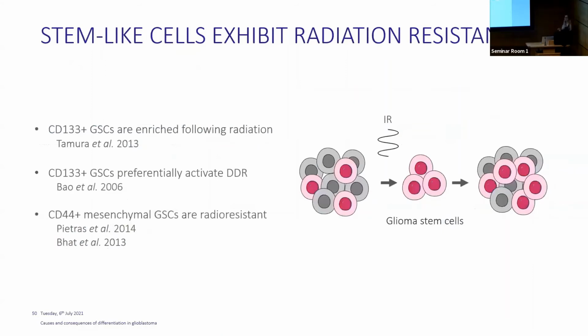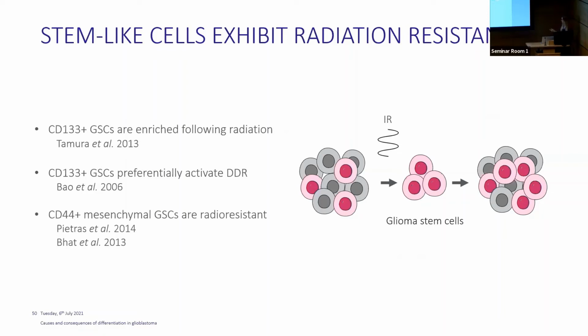We believe this could be the case. As I mentioned at the start, glioma stem cells are more resistant to therapeutic intervention. Specifically for radiation, it's been shown that CD133, which is a marker of stem cells, CD133 positive cells can preferentially upregulate the DNA damage response. This leads to faster resolution of double-strand breaks, and these CD133 positive cells are enriched in the patient tissue following radiation.